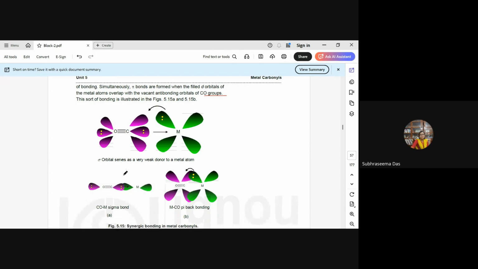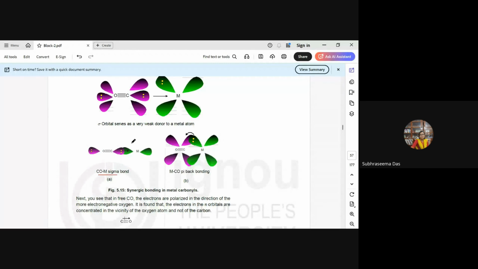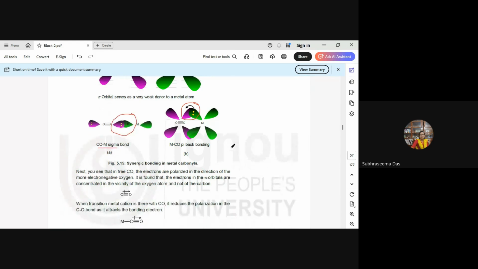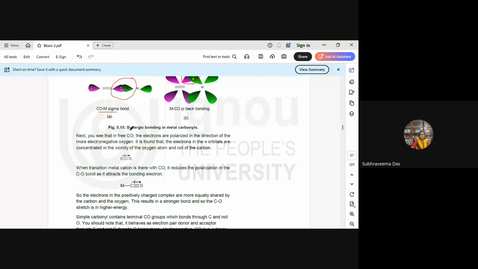Here, in these two cases, the CO to M sigma bond has been represented very clearly. The electrons go from CO to M, and in the second case we see the M to CO pi back bonding. These are the two types of bonding possible in metal carbonyls, and that is why metal carbonyls are very stable in low oxidation states. This back bonding is graphically shown in this figure, and sometimes we refer to it as synergic bonding.